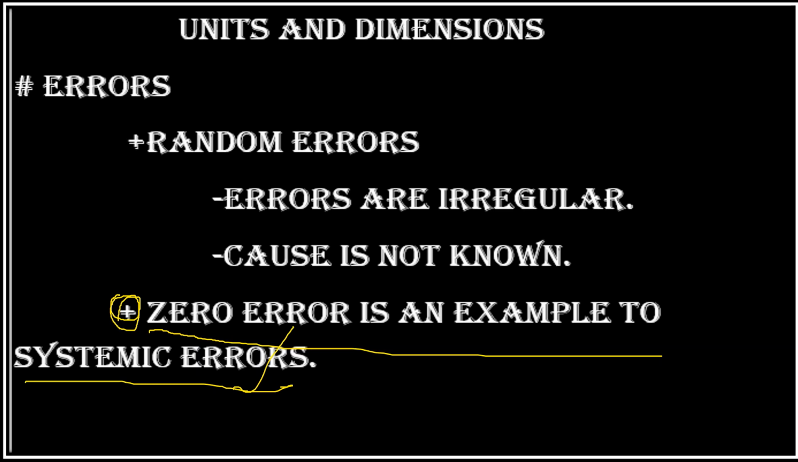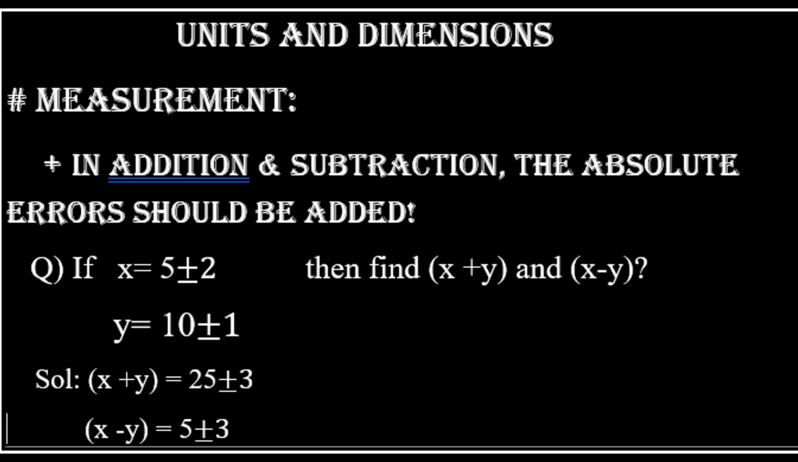So remember this, it's a must. Friends, let's again come to units and dimensions. Another subtopic, measurement. In measurement, in addition and subtraction, the absolute errors should be added. This is the statement you should remember. You will remember it by doing more examples. For example, there is a question below: if x equals 5 plus or minus 2 and y equals 10 plus or minus 1, then find x plus y and x minus y.